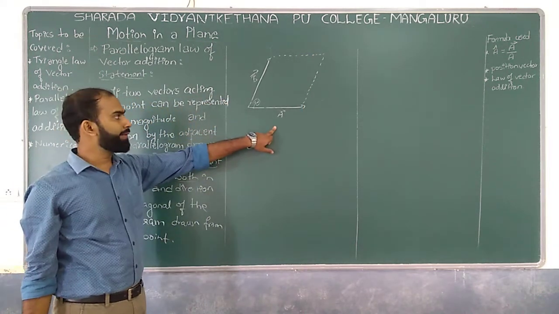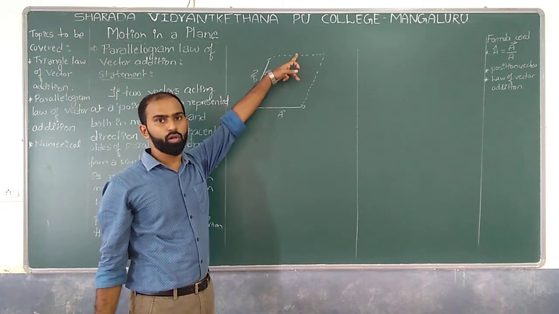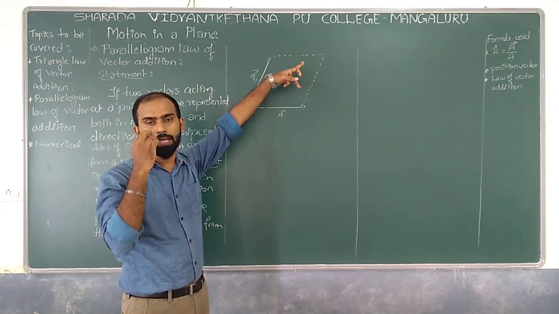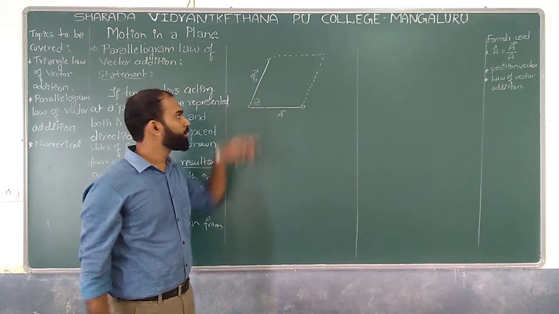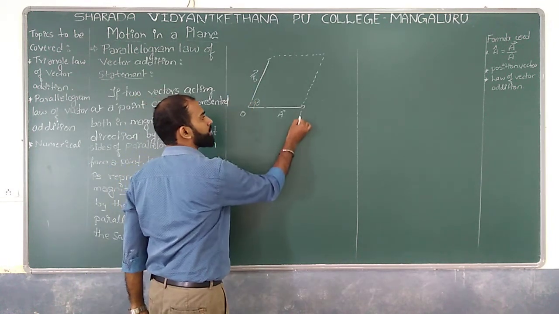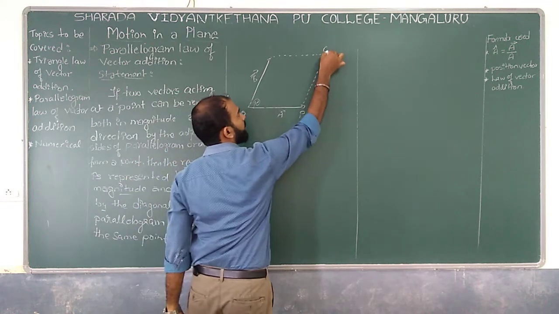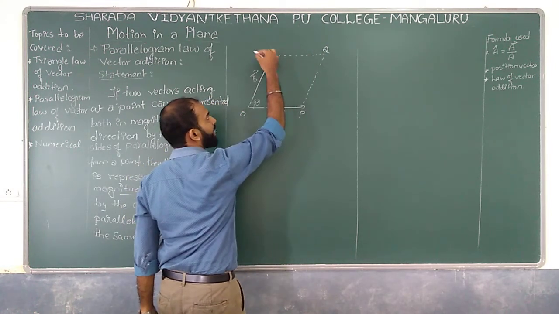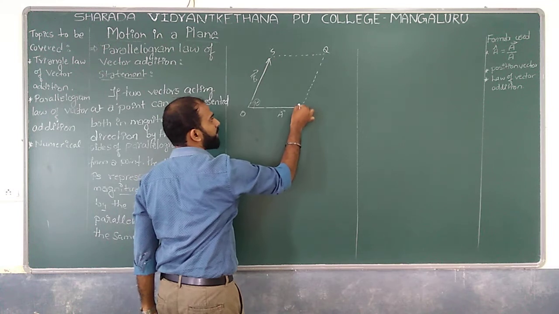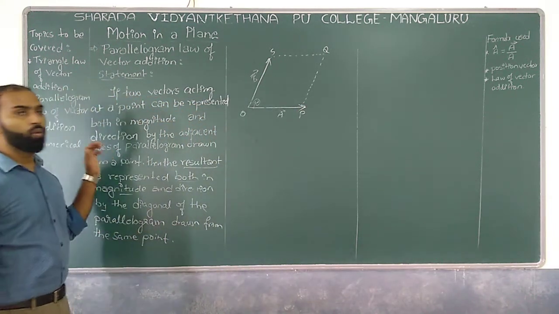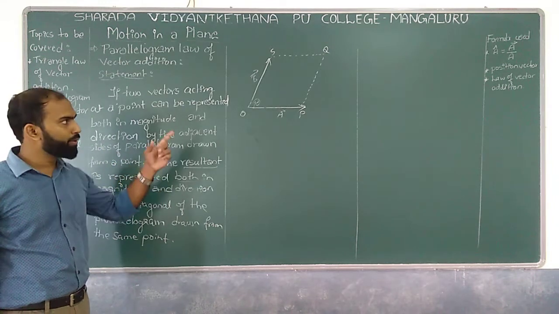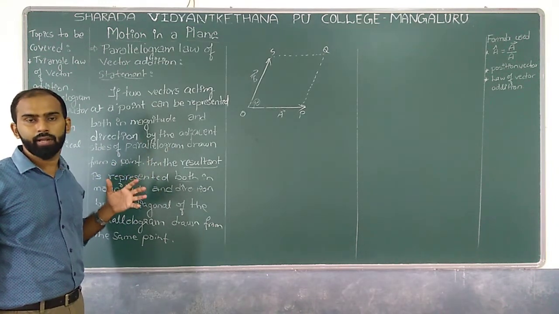this is vector A, and the adjacent side of this is also vector A, having the same direction as well as magnitude. Similarly, vector B has the same magnitude. Let us say this is a point O, this is a point P, this is a point Q, and this is a point S, and this is a direction, and this is a direction. Okay. So what could be the resultant vector I can have here?